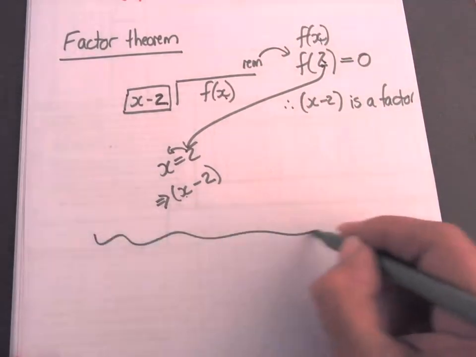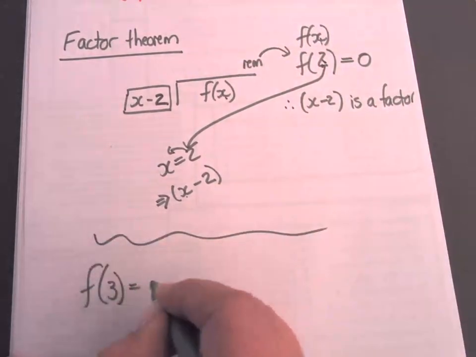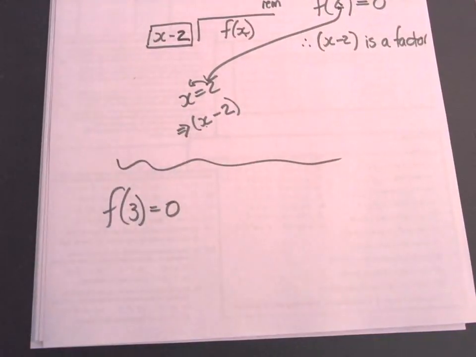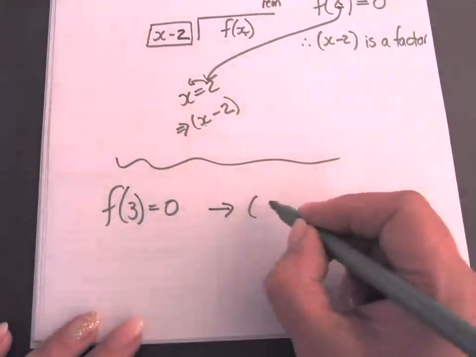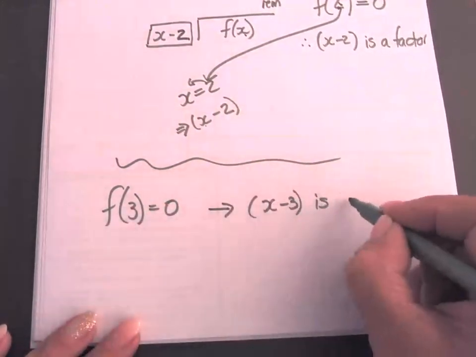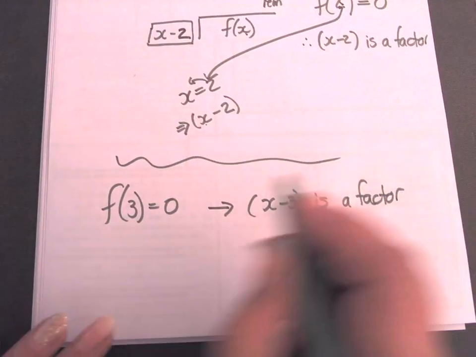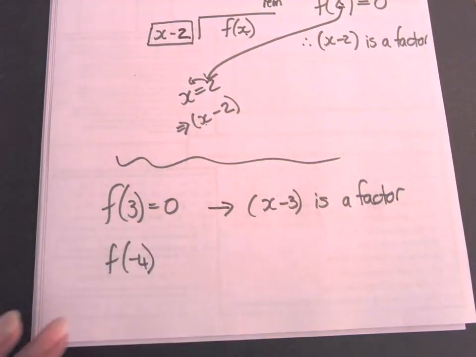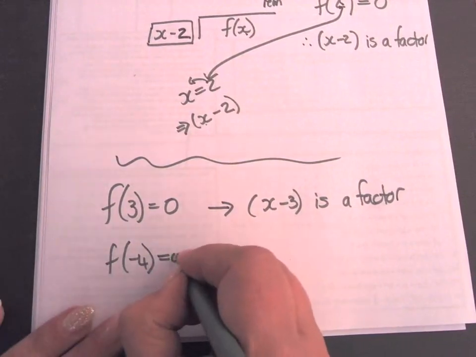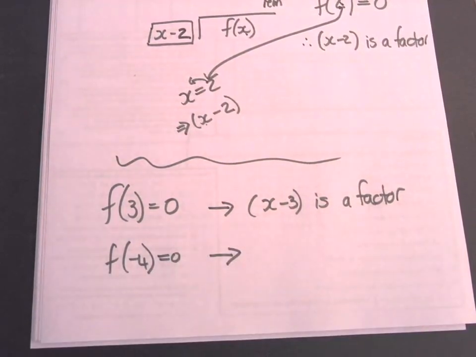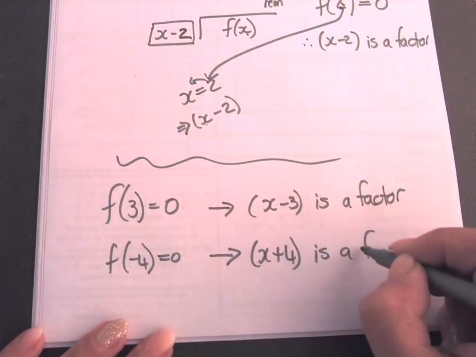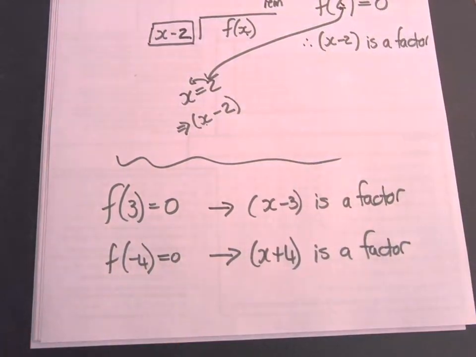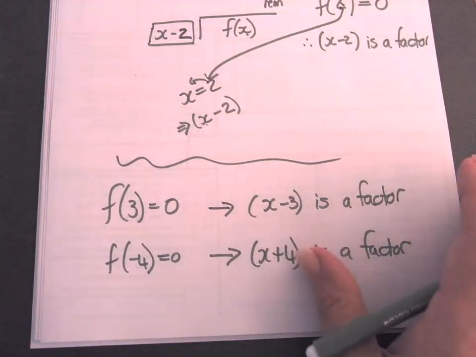Okay. If I tell you f of 3 is 0, what will the factor be? x minus 3 is a factor. If I tell you f of minus 4 is 0, what will the factor be? x plus 4 is a factor. Okay. Let's look at our first example. Now everything will fall in place.